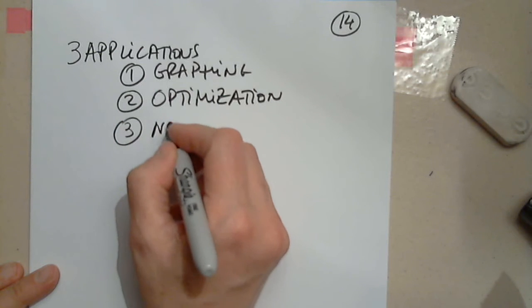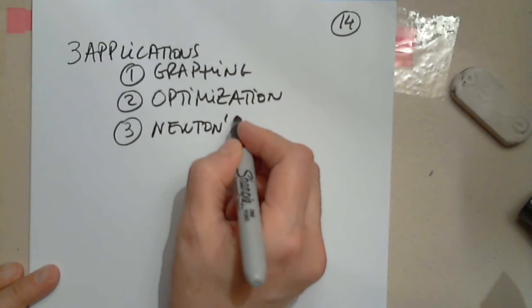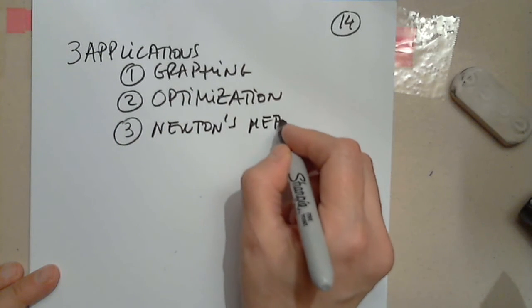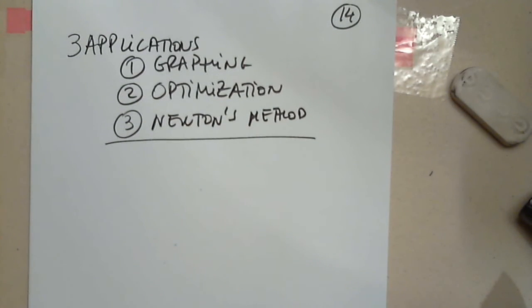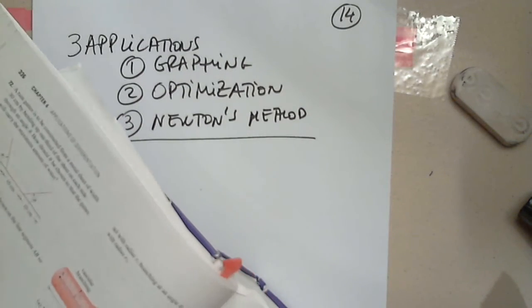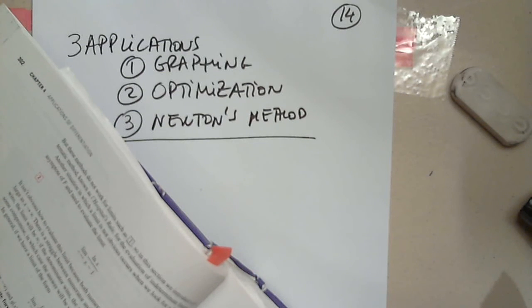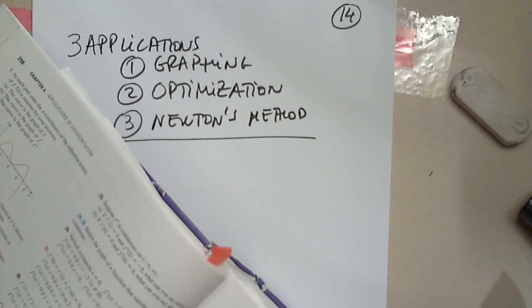Number 3, Newton's method. And that will be the end of chapter 3. Yes, there are a few things in there that we will discuss, like L'Hopital's rule, which we know. But we haven't looked at sophisticated situations with all possible indeterminate cases. So that will be the next section, 4.4.